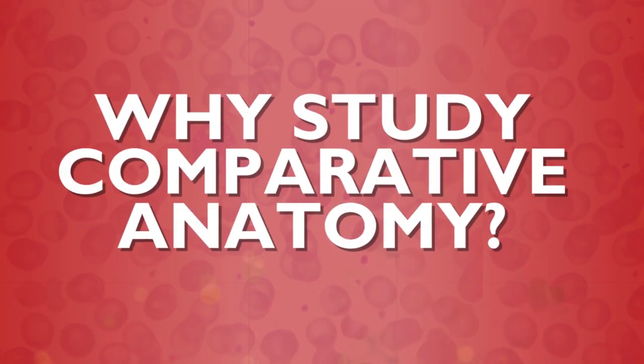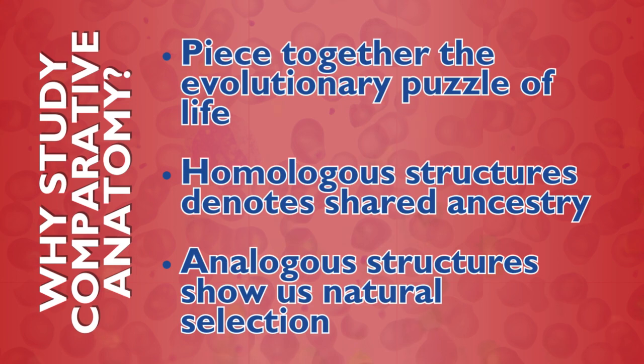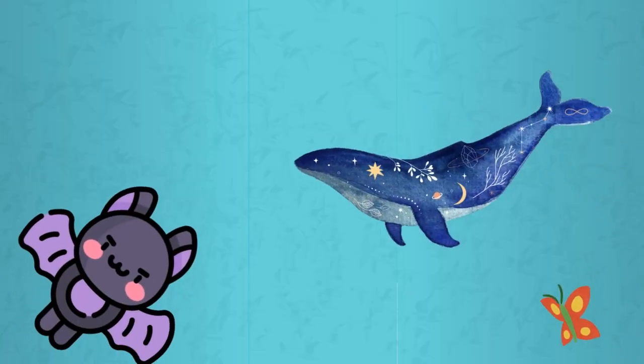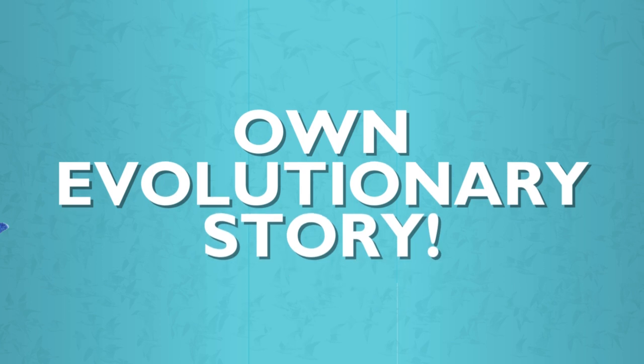But why do we study this? Comparing homologous and analogous structures helps scientists piece together the evolutionary puzzle of life. Homologous structures tell us about their shared ancestry, while analogous structures show us how nature solves similar problems in different ways. So the next time you see a bat flying, a whale swimming, or a butterfly flapping, remember, their bodies are all carrying their own evolutionary stories.